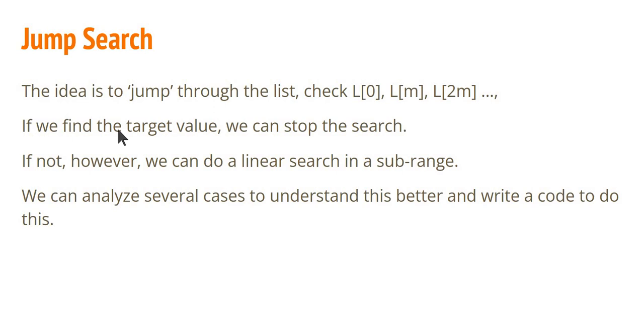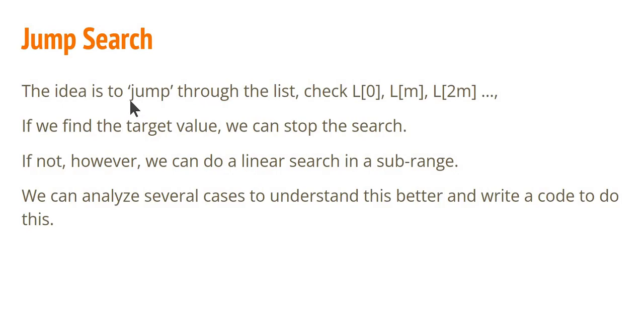If the list that we are searching through is sorted, which means, let's say, the numbers are already arranged in ascending order, we can do something called a jump search. The idea is to not look at every item one by one like we were doing in linear search. In fact, look at every mth item.